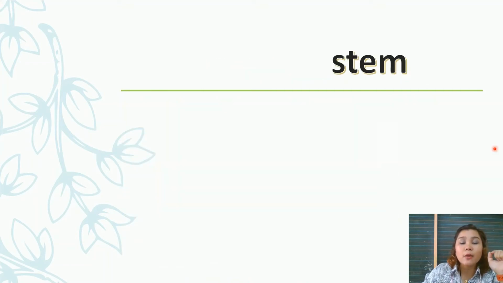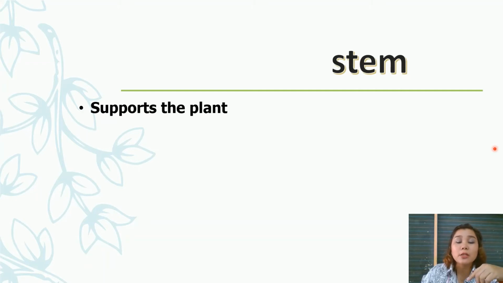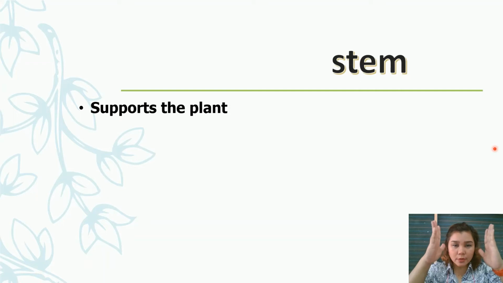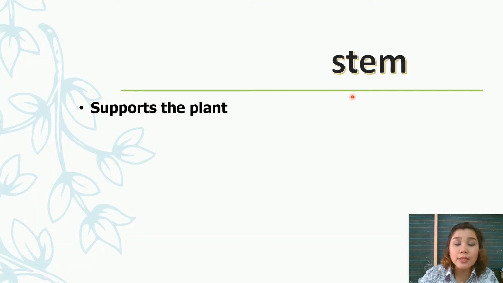Okay, so what does the stem do in order for plants to grow well? So, it supports the plant. Parang siyang torso. Just like our torso, kung hindi yan naka-hold, hindi tayo nakatayo maayos, or we cannot stand straight or sit straight. So, it supports just like that. Just like the plants, it supports the plant.